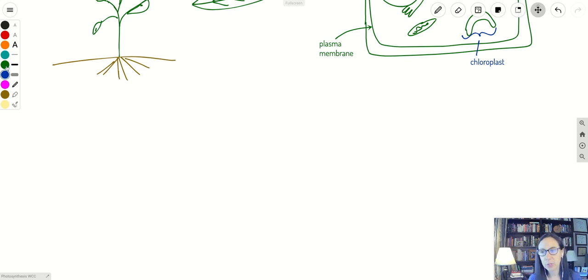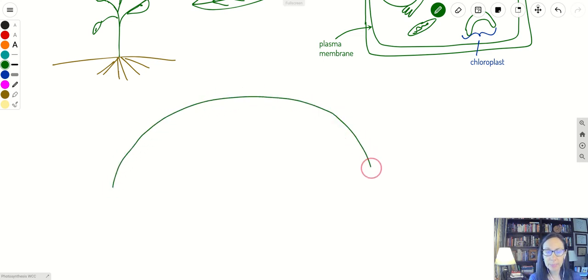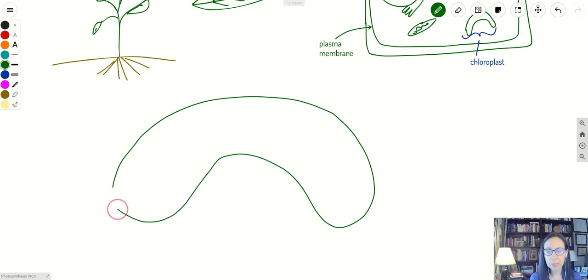Okay, and we're going to draw it green because chloroplasts have a pigment that is called chlorophyll that is green. So that is why all plants are green. And that is why only the green parts of a plant can do photosynthesis. And so this is our chloroplast.